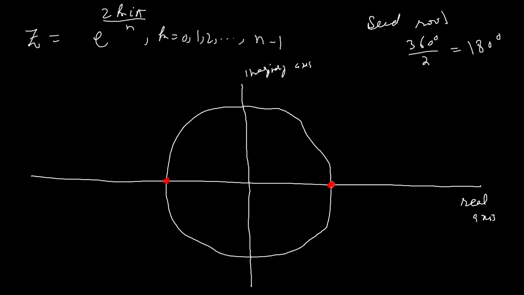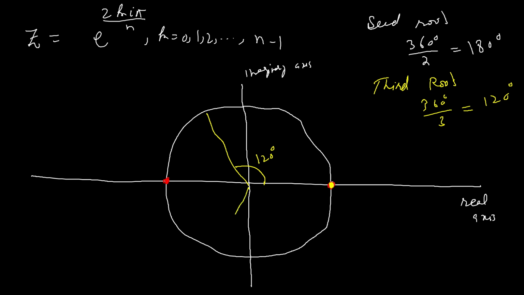If we are concerned with third roots, divide 360 degree by 3. This is equal to 120 degree. So one root will be at 0 degree. The other root will be at 120 degree. And the last root will be at 120 multiplied by 2, 240 degree, and 240 degree will be roughly at this point. So this angle is again 120 degree, this angle is again 120 degree.